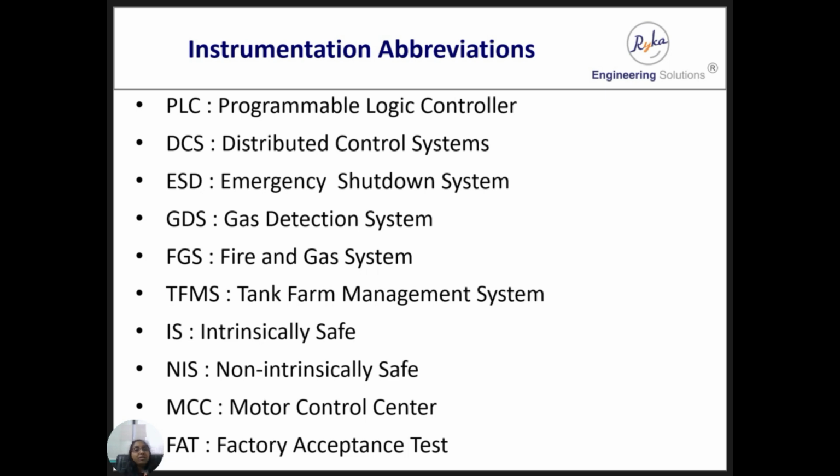These GDS and FGS can be practically the same. Few clients call it gas detection system if only gas detectors are there. Fire and gas system is when both fire and gas detectors are there. TFMS is tank farm management system. IS is intrinsically safe, non-IS is non-intrinsically safe. MCC is motor control center, and FAT is factory acceptance test for any type of systems like control systems or analyzer systems.